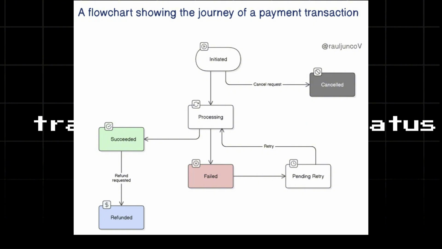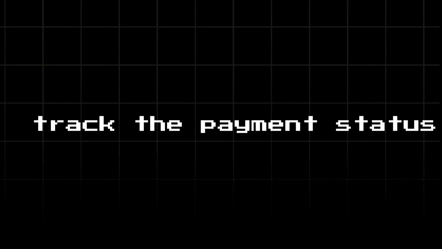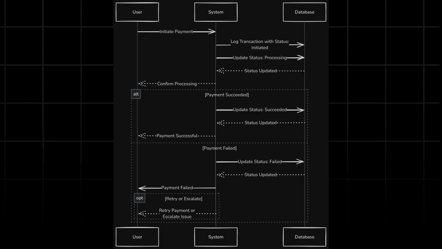So the first step is to track the payment status. Every transaction should be logged with a status update, whether it's been initiated, is processing, or succeeded. By storing these statuses in an append-only database, you not only create an unalterable audit trail, but also empower your system to make a real-time decision on whether to retry or escalate a transaction.